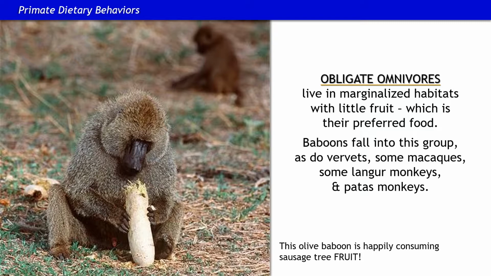Obligate omnivores live in marginalized habitats with little fruit, which is their preferred food. Baboons fall into this group, as do vervets, some macaques, some langur monkeys, and patas monkeys. All of these Old World monkeys would prefer to have a higher fruit content in their diet, but they live in places where fruit isn't readily available.